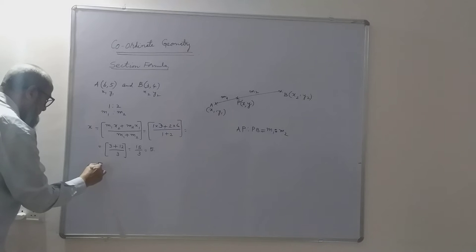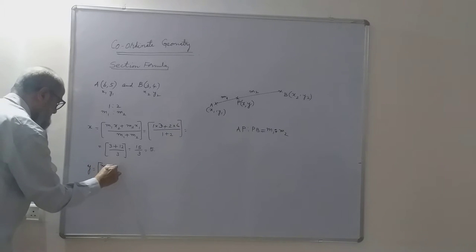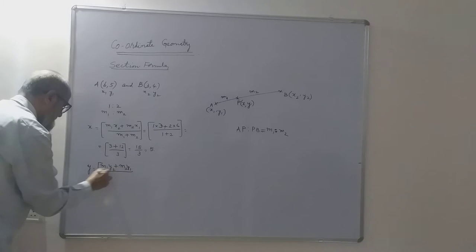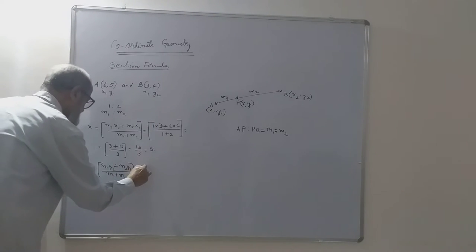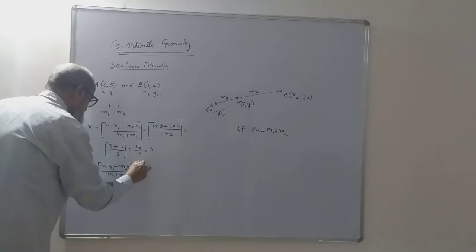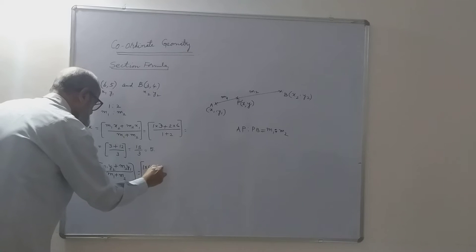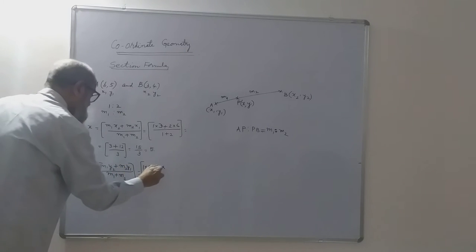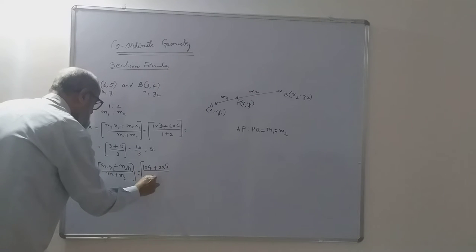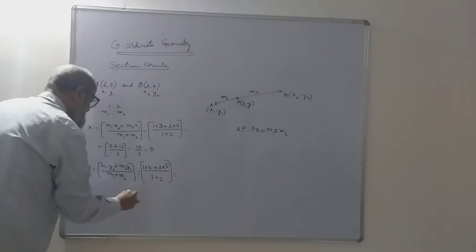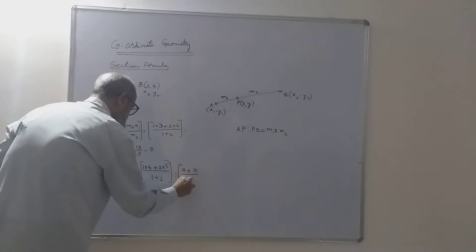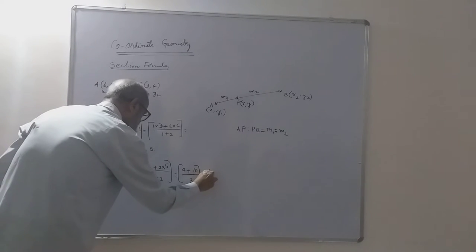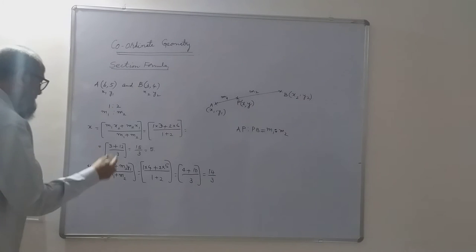y will be (m1 y2 plus m2 y1) divided by (m1 plus m2). So m1 is 1 into y2 is 4, plus m2 is 2 into y1 is 5, divided by 1 plus 2. So that will be 4 plus 10, since 1 into 4 is 4 and 2 into 5 is 10, divided by 3. That is 14 by 3. It is not divisible, so leave it like that only.